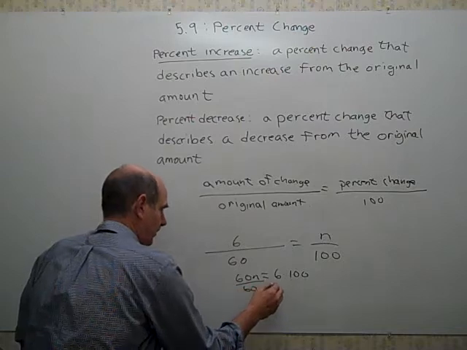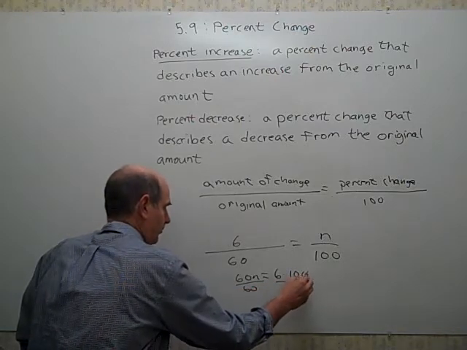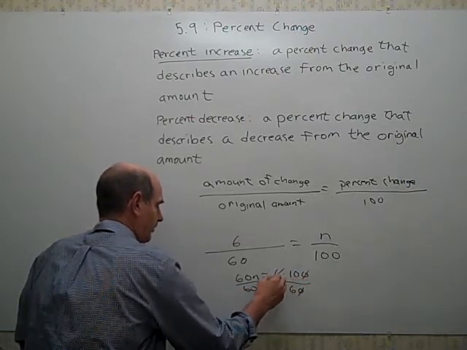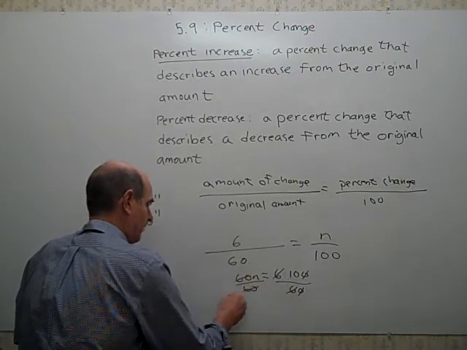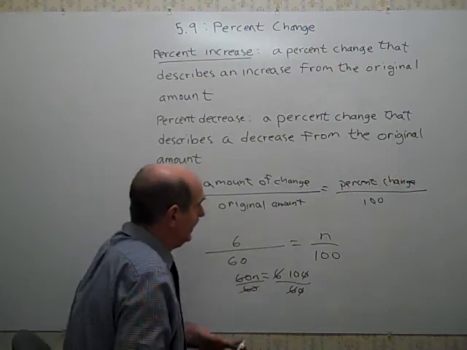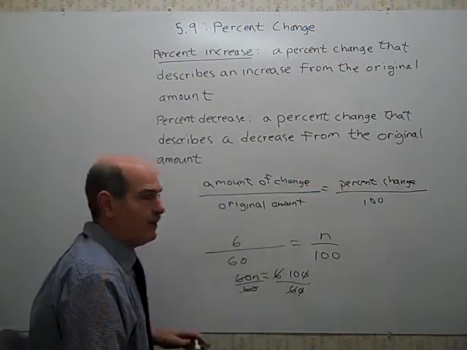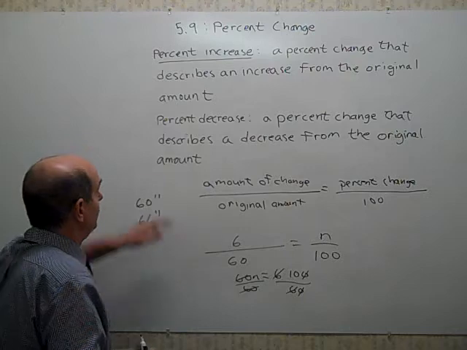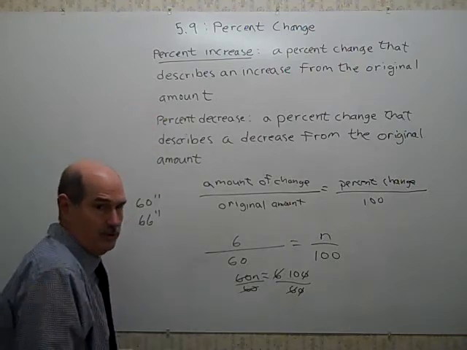Divide both sides by 60. You take a 0 off there. Take a 6 off here. That cancels, and n would be 10, which means 10%. So it's a 10% change, and that would be a 10% increase because it describes an increase from the original amount.